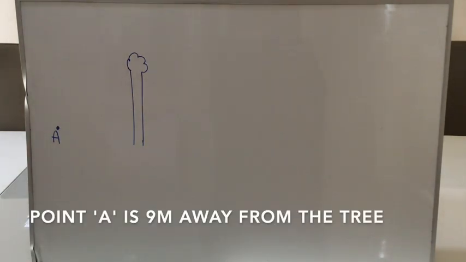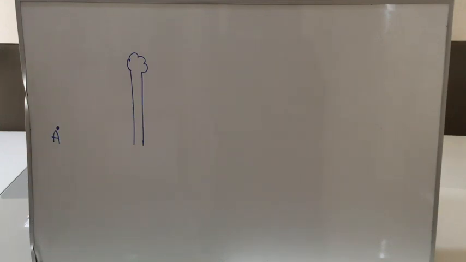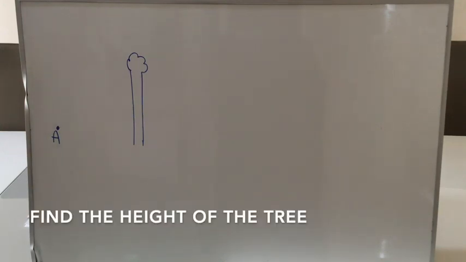Then, point A is 9 meters away from the tree. I could give you a bit of a clue and say 9 meters away from the base of the tree. The last thing you need to do is find the height of the tree.